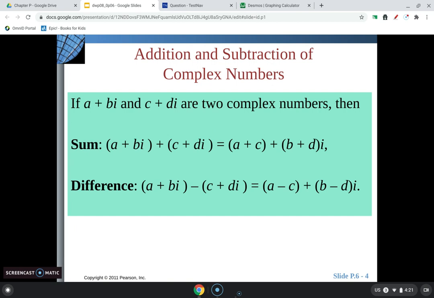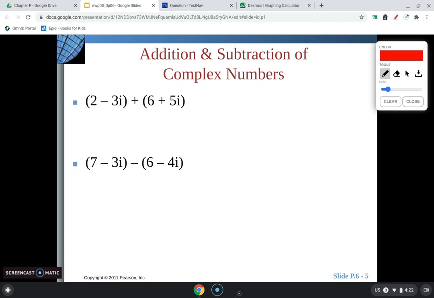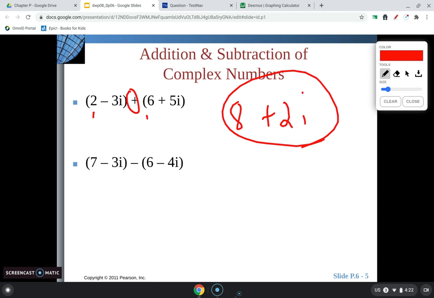standard form. So when you're adding them together, you add the real parts, you add the imaginary parts. When you're subtracting them, you subtract the real parts, subtract the imaginary parts. So don't get confused by the parentheses here. This is an adding thing. So we're going to take 2 plus 6, which is 8. Negative 3i plus 5i is 2i. And that's all you can do.